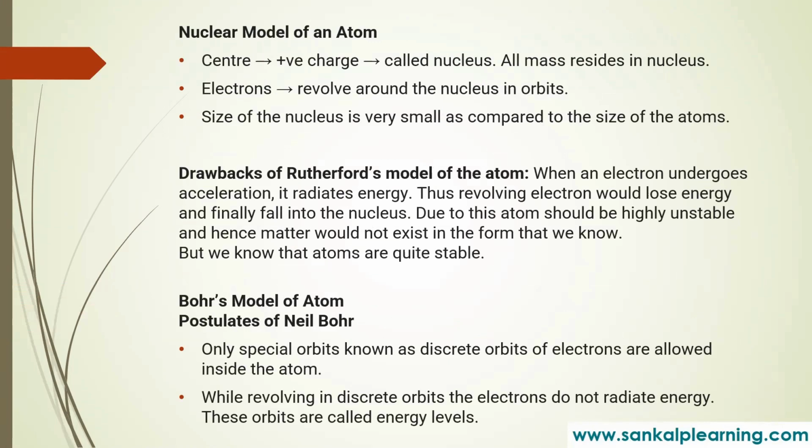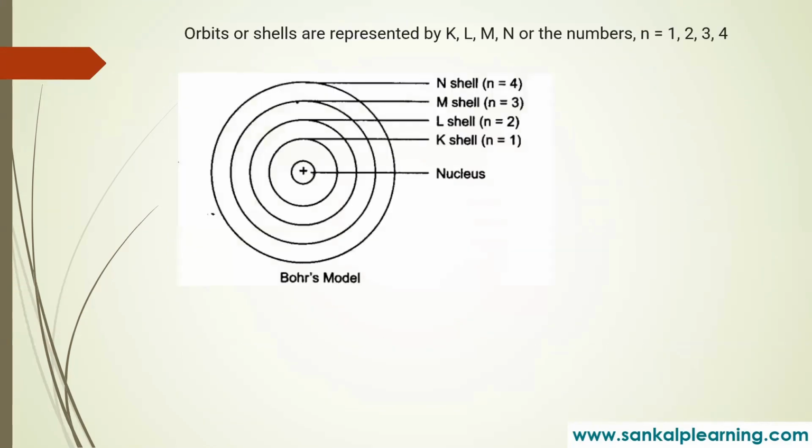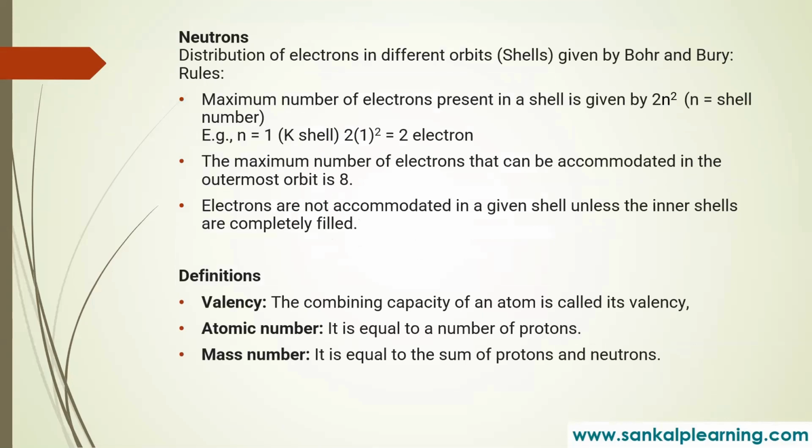So we discussed Bohr, Bohr's achievements, Bohr's postulates, how the shells are arranged, and we discussed some definitions: what we mean by valency, what atomic number is, and what mass number is. In the last class we were discussing the atomic number and the mass number.